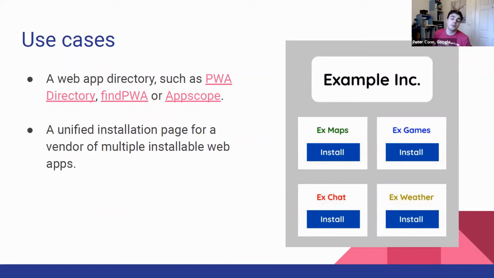Second, this API would provide a unified place for a publisher who has multiple different apps, multiple different experiences, a unified place for them to direct users to go and install everything. I'll go into a little bit more detail about each of these.